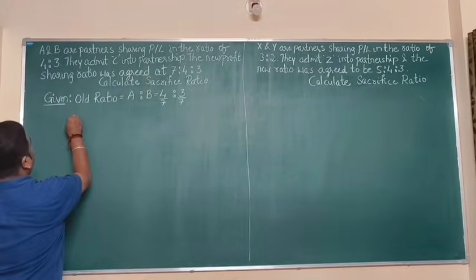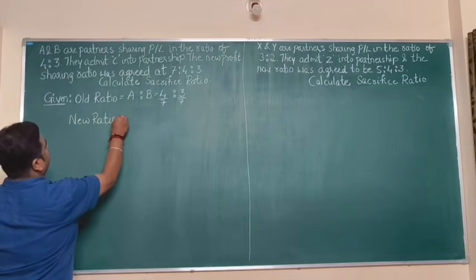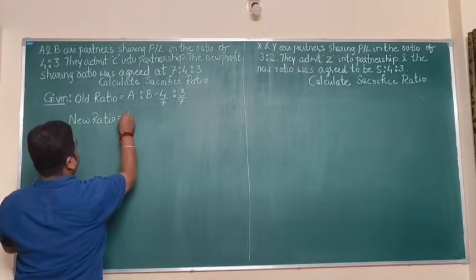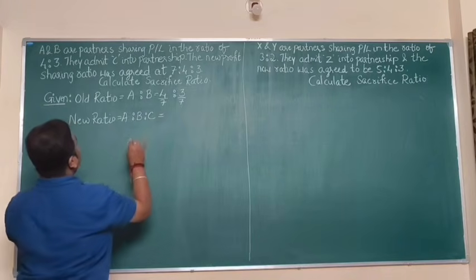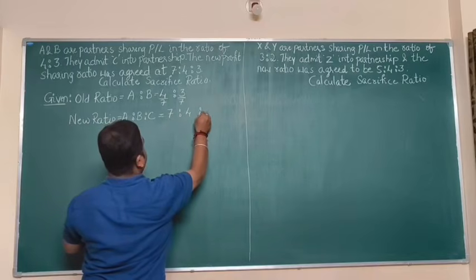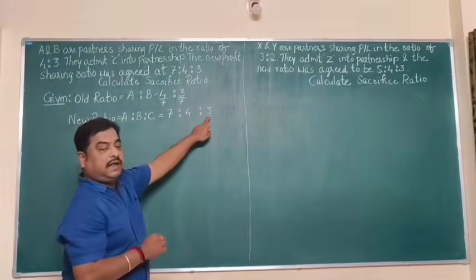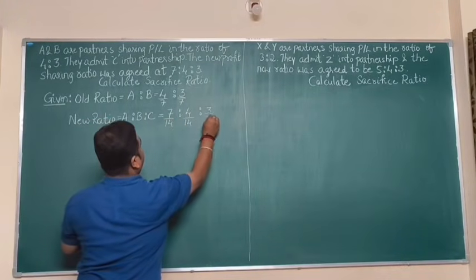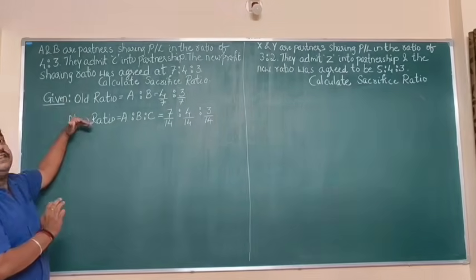Now next is the new ratio. When we call it the new ratio, it is the ratio of all the partners, including the old and the new partner. So the new ratio, A:B:C, what is the share given there? 7:4:3. 7 plus 4, 11. 11 plus 3, 14. So it is 7/14, 4/14 and 3/14. So we have just written what is given in the question.